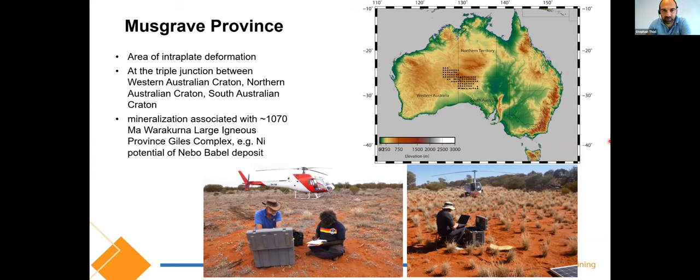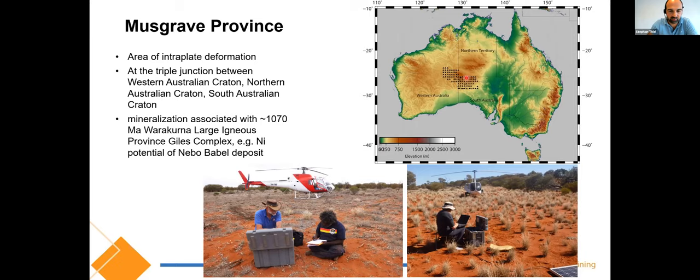Another study here is in the Musgrave province. Again, this is also an intraplate deformation area. So we are in Precambrian Australia mostly, but this is at the intersection, or the triple junction, between the Western Australian, South Australian, and Northern Australian cratons. And it's an area of repeated intraplate deformation, sometime between 200 or 300 million years ago and 400 million years ago.